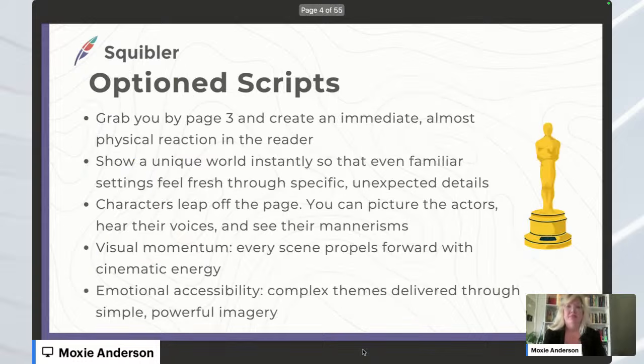There's a big difference. Option scripts are going to grab you by the third page, and they create an immediate, almost physical reaction in the reader. We're compelled to keep reading. They show a unique world instantly, so that even familiar settings feel fresh through specific, unexpected details. Characters are going to leap off the page. You can see the actors, hear their voices, and see their mannerisms. You'll also get visual momentum in these scripts. Every scene is going to propel forward with cinematic energy. These option scripts are also emotionally accessible. They have complex themes delivered through simple and powerful imagery.